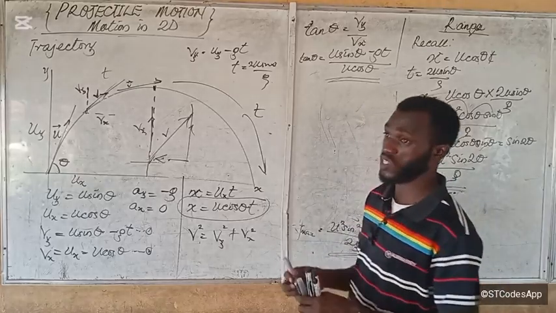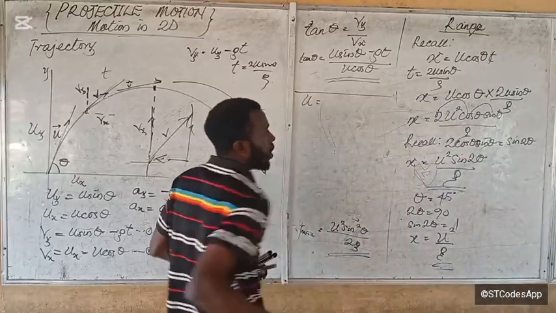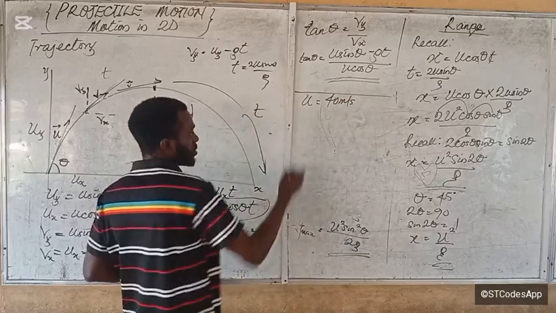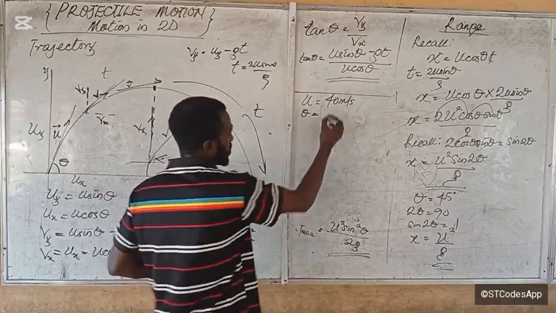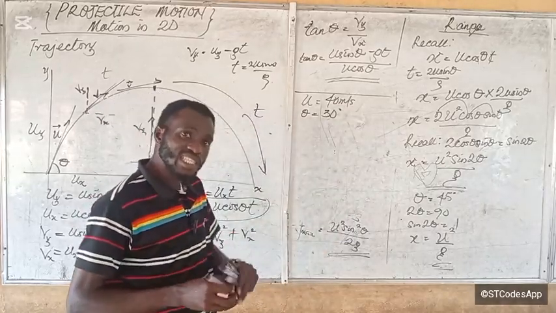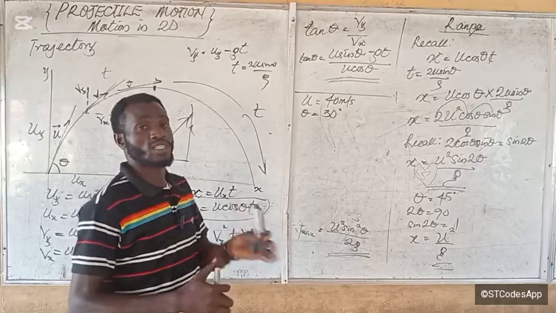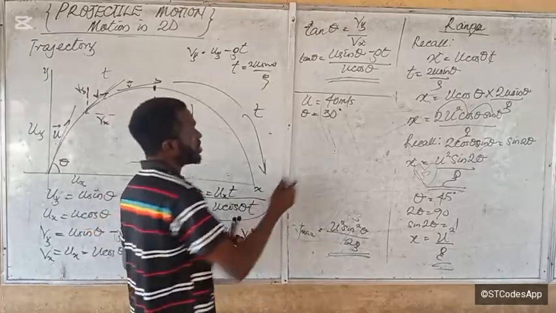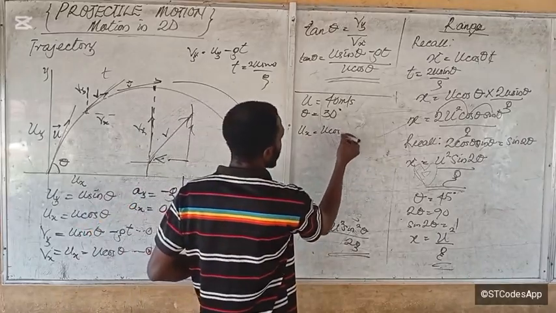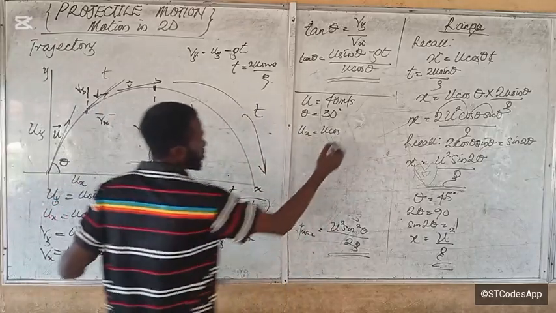So for example, if the question says that a body is projected with an initial velocity of 40 meters per second at an angle of projection of, let's say, 30 degrees. I just want to use a sweet angle. It now says find the horizontal component of the initial velocity. That's what? U sub x. How do you do that? You just say u cos theta, right?